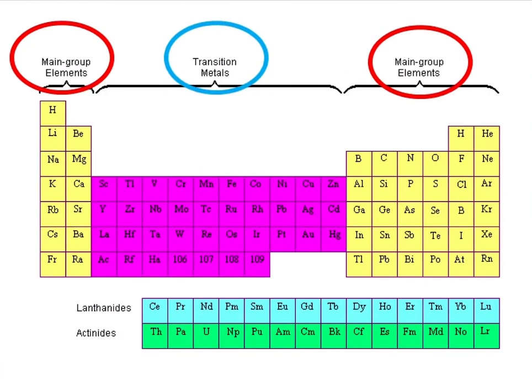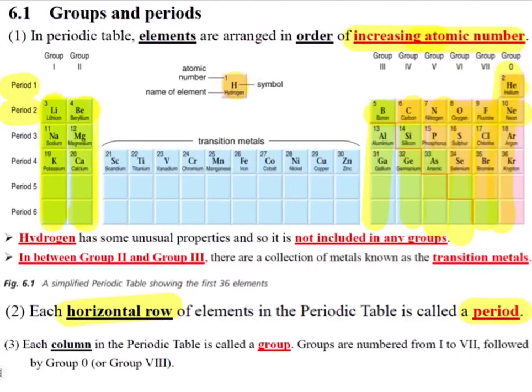So we have main group elements. You may not have these in your notes, it's okay. You just take a look here. Except hydrogen. Sorry, hydrogen should not be here, it should be somewhere here. Because it has some unusual properties, it is not included in any groups. All right.